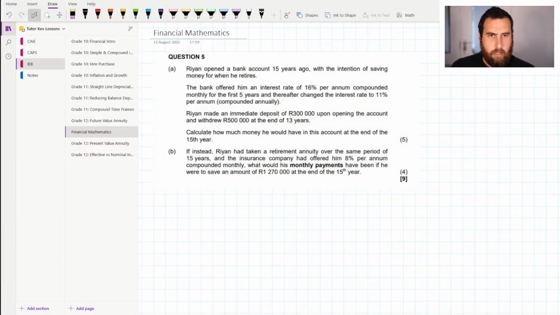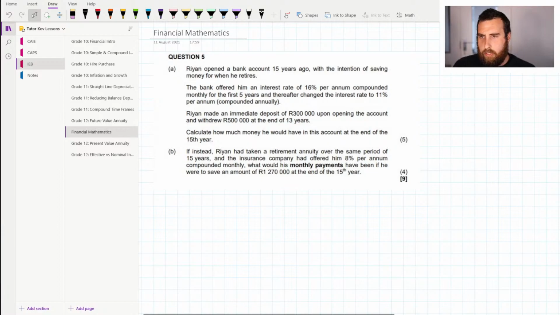So we've got Ryan opened a bank account 15 years ago with the intention of saving money for when he retires. So that's a fantastic start, right? And then the bank offers him an interest rate of 16% per annum compounded monthly for the first 5 years, and thereafter changed interest rate to 11% per annum compounded annually. So immediately when you see some sort of interest rate change or anything like that, we want to do a timeline sort of question, right? So we want to keep track of all the individual changes as we move along.